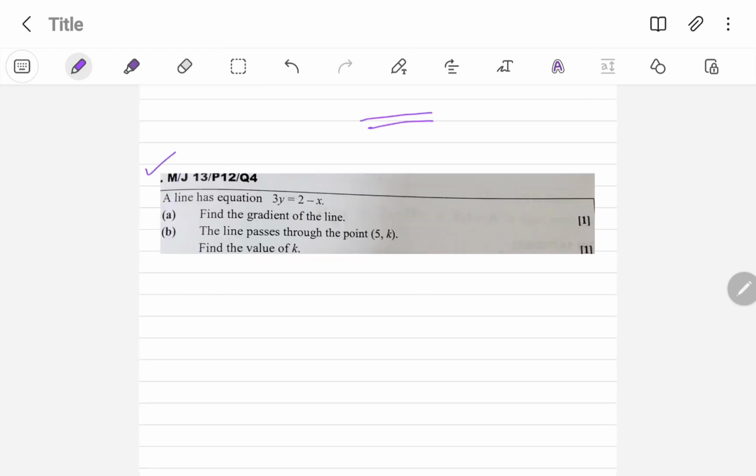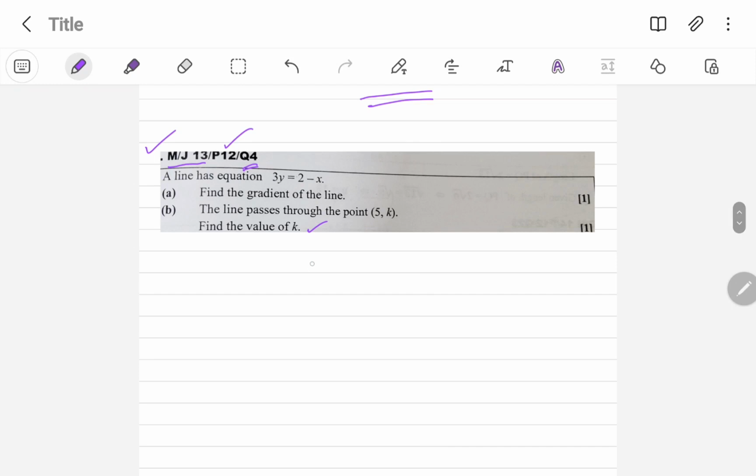Dear students, it is the question of 2013 May June, variant 2 and question number 4. A line has the equation 3y is equal to 2 minus x. Find the gradient of the line. The line passes through the point 5 comma k. Find the value of k.